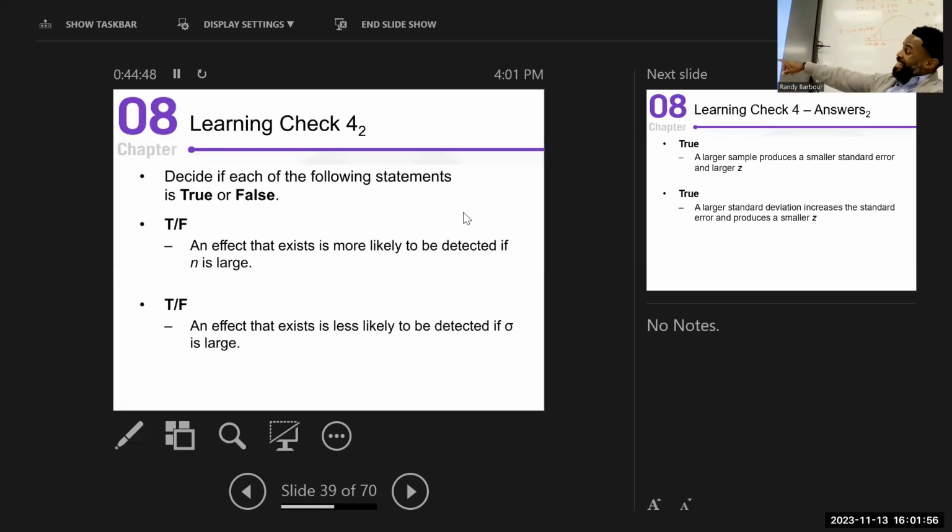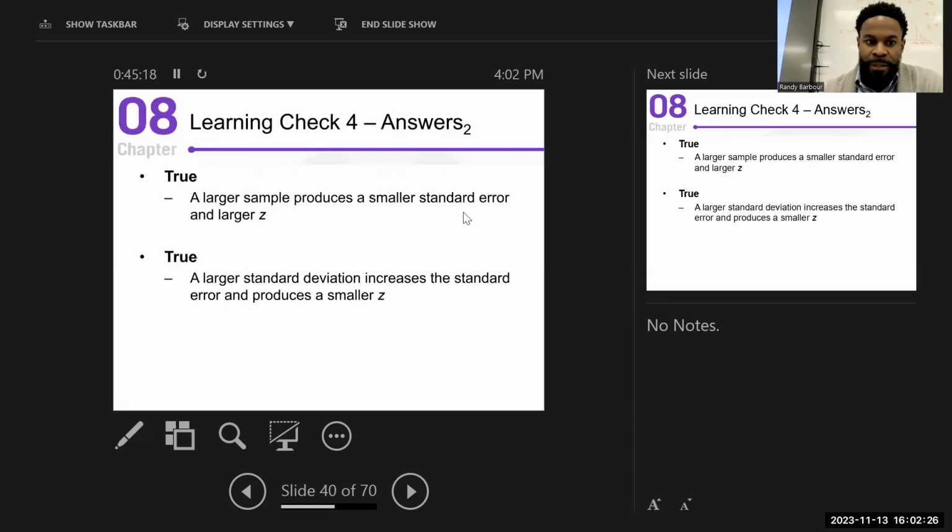An effect that exists is less likely to be detected if the standard deviation is large. That's true, because if it's large, then it's not going to be able to detect the change. Being in this critical region is telling me that there is an effect, a significant difference.